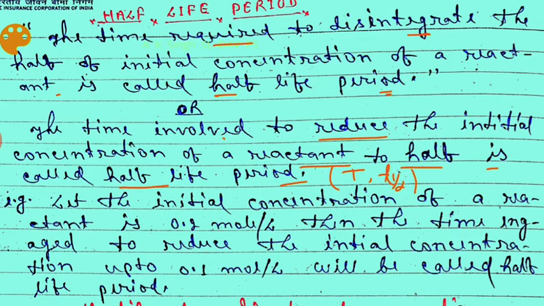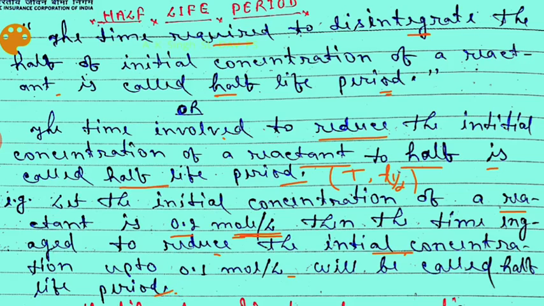Now let the initial concentration of a reactant be 0.2 moles per liter. What is 0.2 mole per liter? It is the concentration of the reactant. Then the time engaged to reduce the initial concentration up to 0.1 mole per liter will be called half life period.